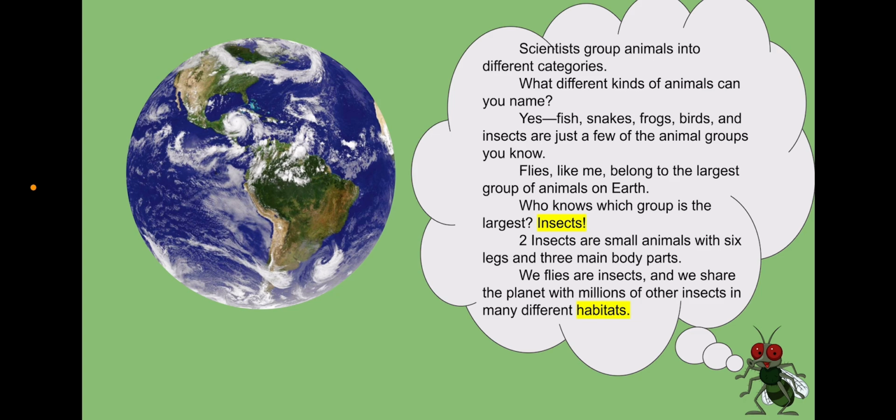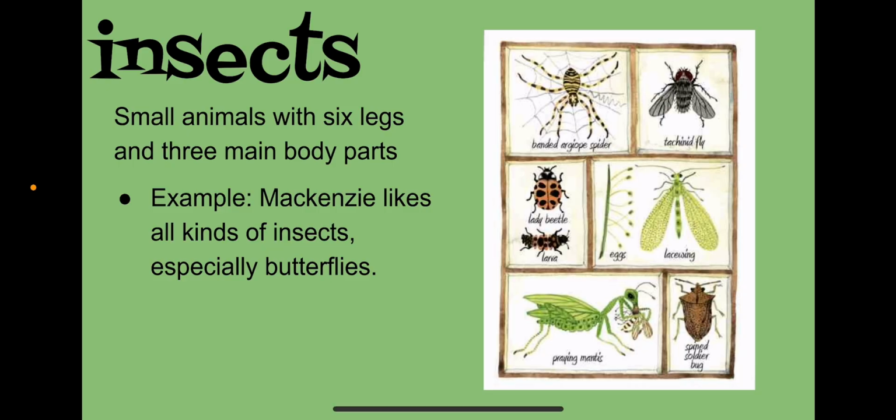We flies are insects, and we share the planet with millions of other insects in different habitats. This has an infographic with some different insects. Small animals with 6 legs and 3 main body parts. For example, Mackenzie likes all kinds of insects, especially butterflies. But we can look and we see lots of different insects.